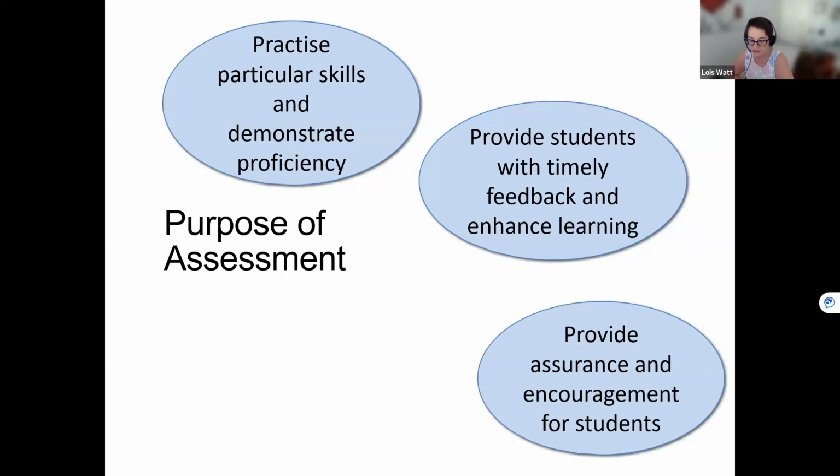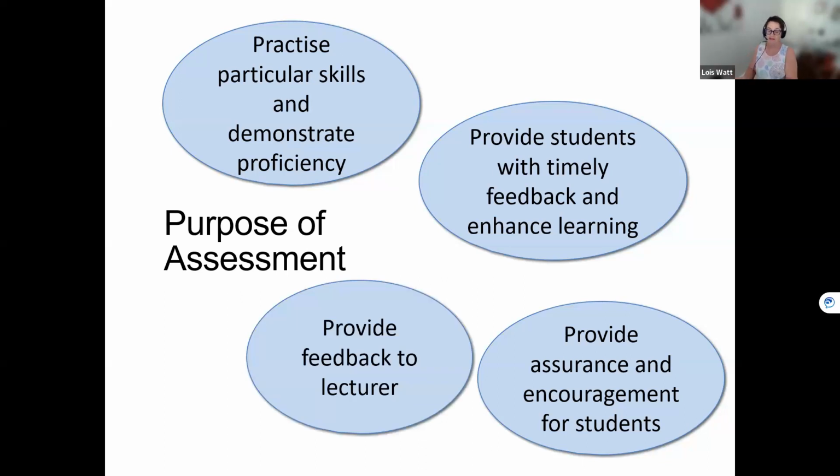You provide assurance and encouragement for students. We need that as students, no matter what we're studying or how old we are. We need feedback, and we start that out as young people. Last term, a student said to me, when you get older, you don't get the feedback and the encouragement that you have as a child, but you actually still need it. So I thought that was interesting. And provide feedback to the lecturer. We as lecturers, and all lecturers, need to know that the class is understanding, and if they're not, we can adapt that learning in many cases.